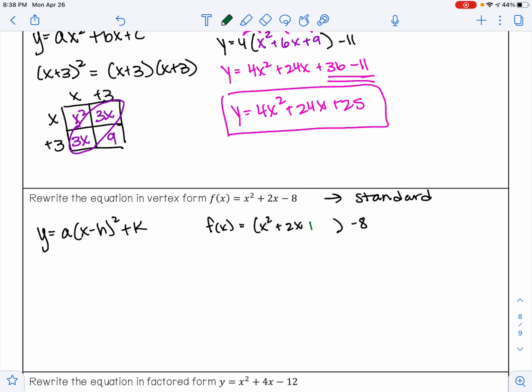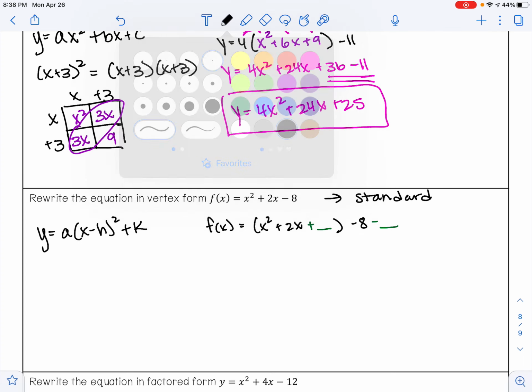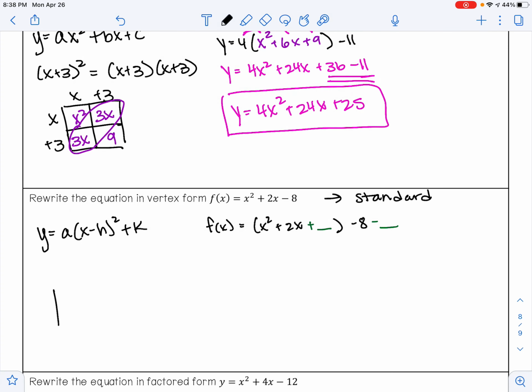I need to find the number that completes this square. And so I'm going to add that number into the inside of the parentheses here and subtract it on the outside. And by doing that, we're keeping the equation balanced. And so by keeping it balanced, we're not really changing the equation. Now I'm ready for the process of completing the square.